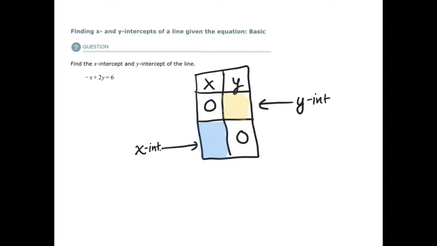The x-intercept is where y is 0, or where the line crosses the x-axis. You can find it by plugging in a 0 for y. The y-intercept is where the graph crosses the y-axis. It is always where x is 0.